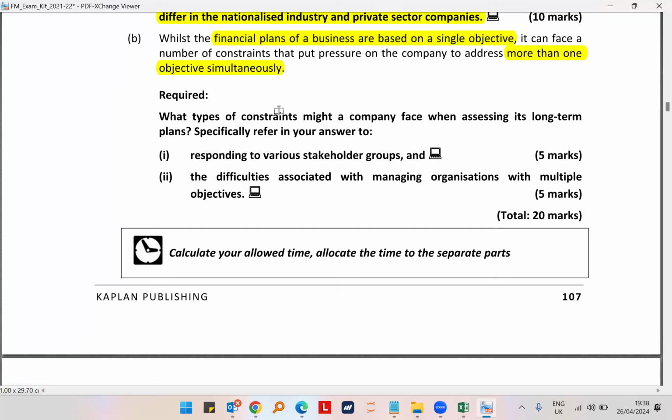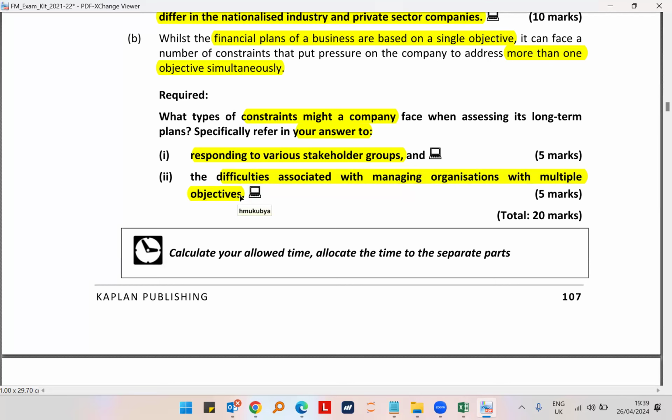And they're saying, what type of constraints can we face when assessing long-term plans? And they want you to actually refer to the stakeholders. How do you respond to their needs? And then managing organizations which have multiple objectives. So they have specified what you should deal with. So you can see that they can't set this question as a full question for like 20 marks, but it kind of gives you the aspects that can be coming in the different other sections.